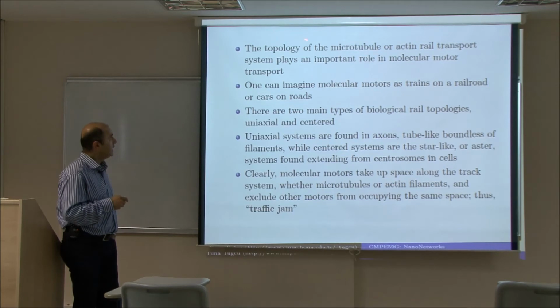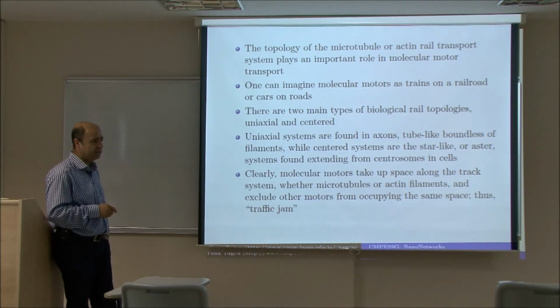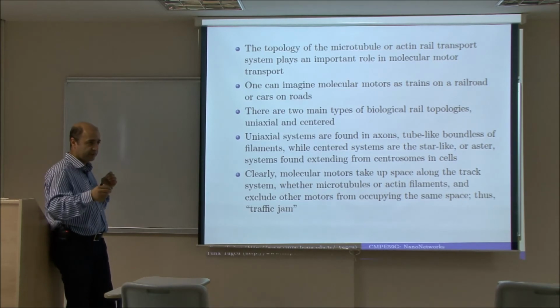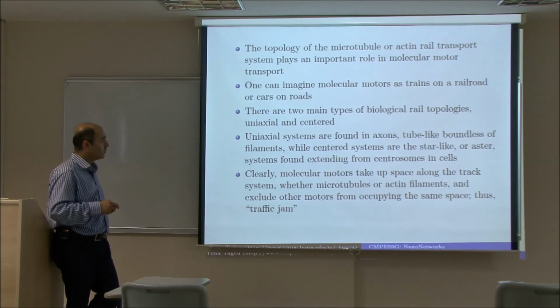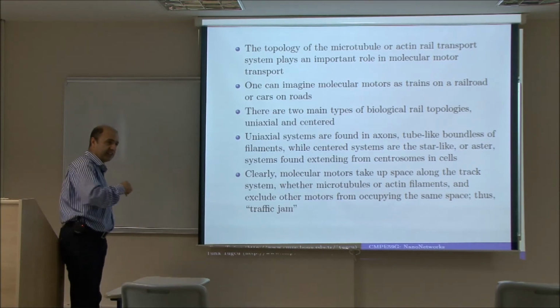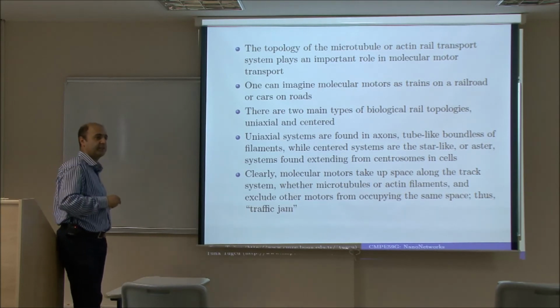And the topology of the microtubule, or remember the actin filaments we previously discussed, is important for controlling the shape of a cell. Actin rail transport systems play an important role in molecular motor transport. So you can imagine molecular motors as trains running over these rails. Rails formed as we just discussed in the previous slides.